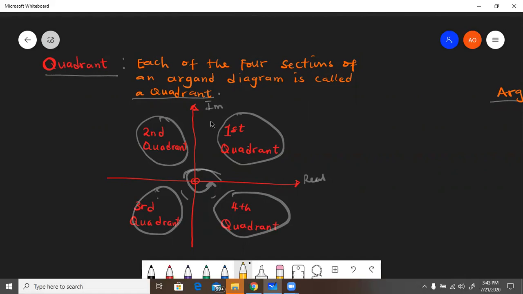Don't forget the reason why this is first. This is the positive real axis, so we start from the positive real axis and go anti-clockwise. First quadrant, then second quadrant, then third quadrant, then fourth quadrant. So there are 4 quadrants there. Each of the 4 parts of the Argand diagram is called a quadrant, and we are going to need it as we go on in the class today.